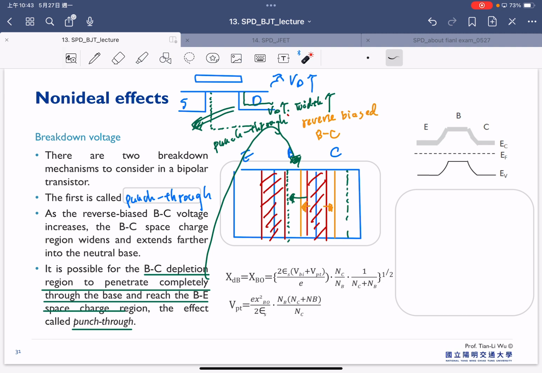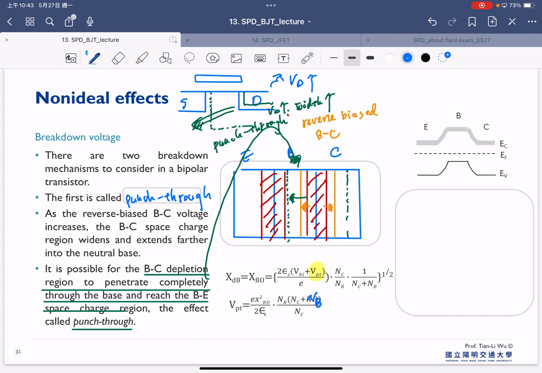So, and here is a sum of the further equations here, so you can estimate the punch through voltage. Shown here, this is NB, and also you can estimate this one. So that's the sum of the equations for your reference here.